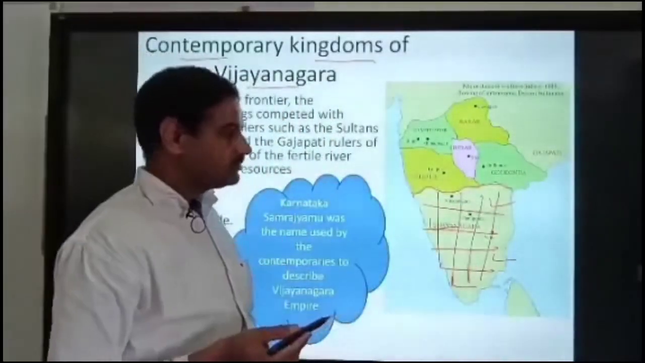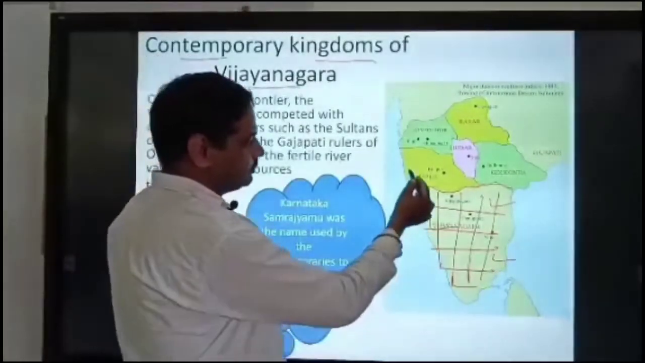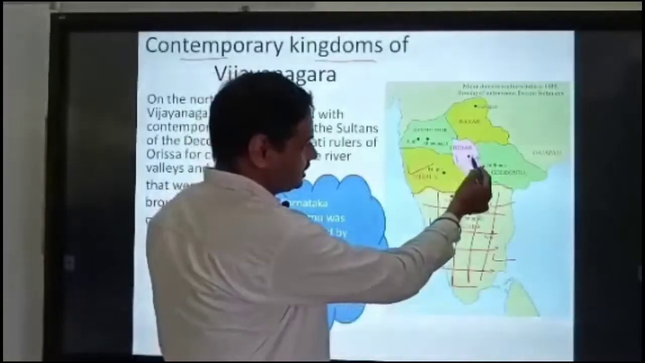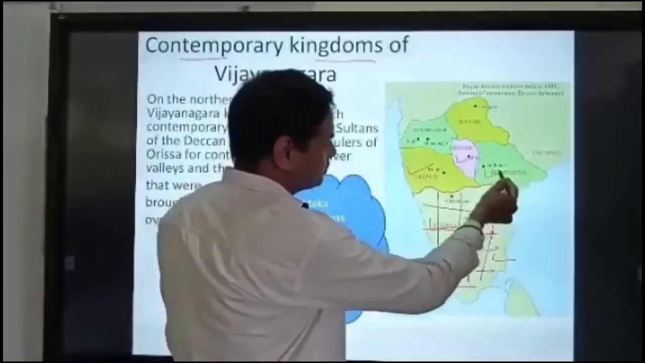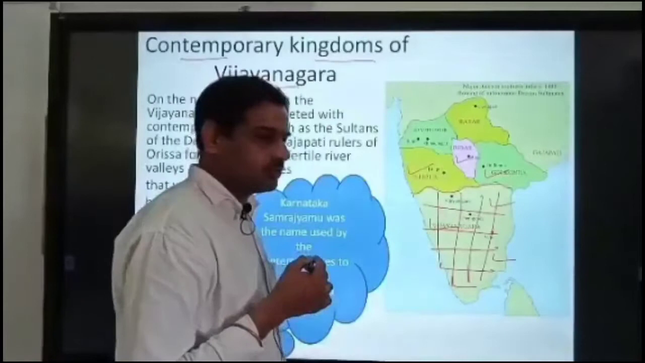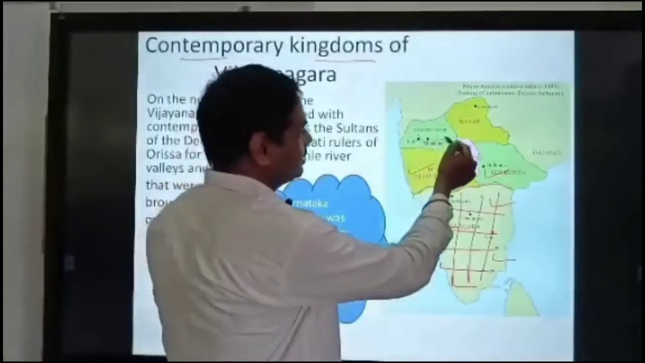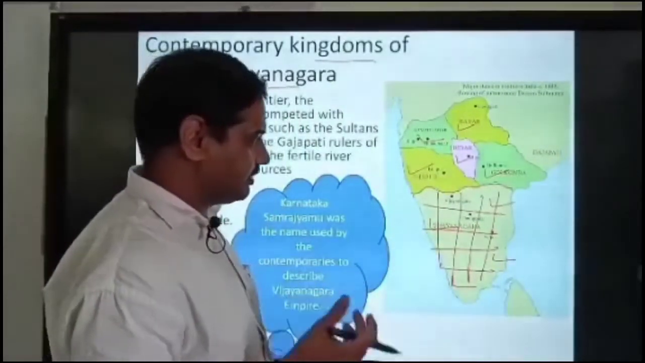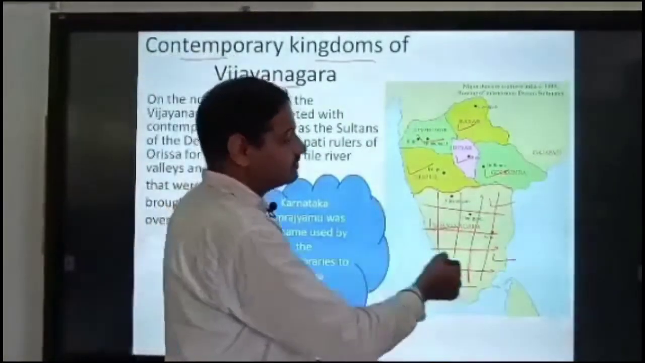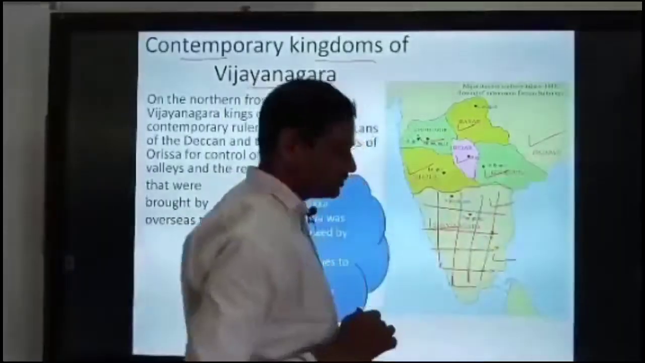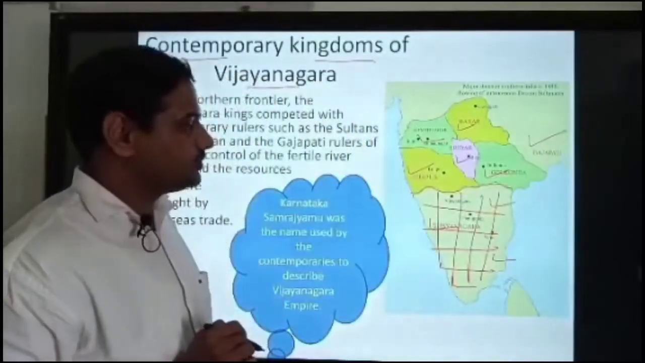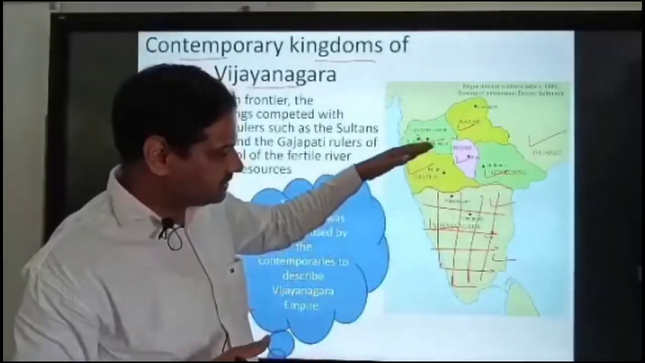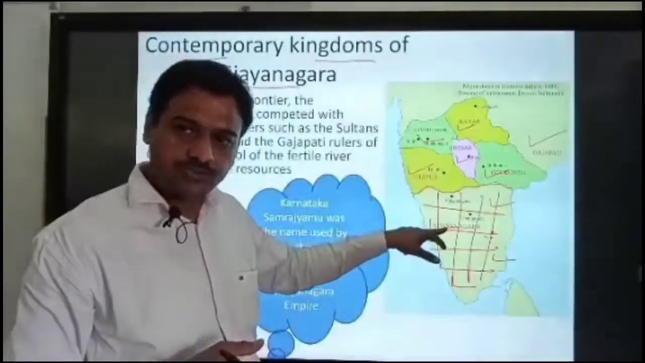The remaining kingdoms of South India were the Bijapur kingdom, which was ruled by a Muslim ruler, the Sultan of Bijapur. Bidar was also a Muslim kingdom. Golconda was also a kingdom which was ruled by a Muslim ruler. Ahmednagar, Barar. So these were the sultanates of South India, which were ruled by Islamic rulers, and this was a Hindu kingdom. The Gajapati rulers of Odisha were also Hindu, and they ruled the areas of Odisha. So these are the contemporary kingdoms of that time, and you can see that among these kingdoms, the most dominant kingdom is Vijayanagara.